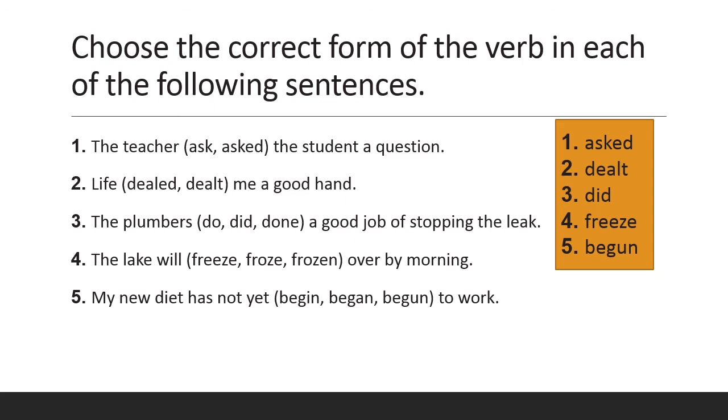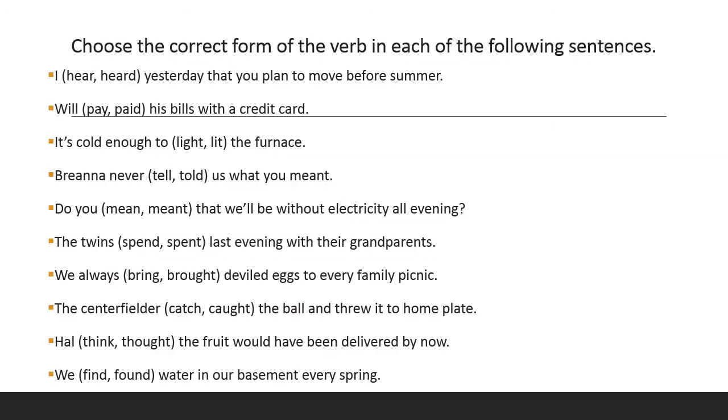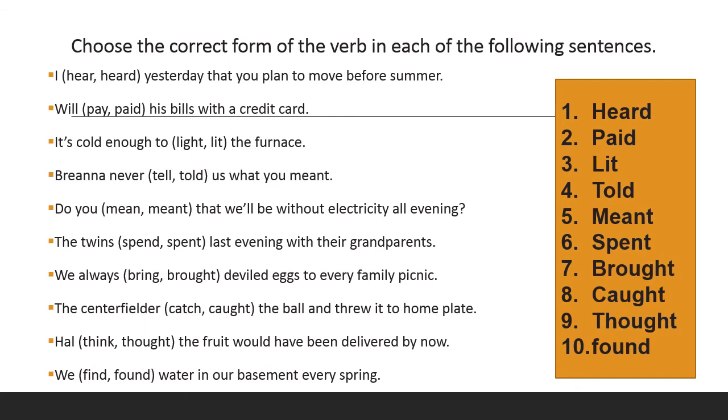Now let's do another exercise to identify the correct form of the verb. Look at these sentences and try to find the correct form of the verb. Right. In the first case, it's not hear, it's heard, because it's the past time, yesterday. In the second case, it's again in the past form, paid.